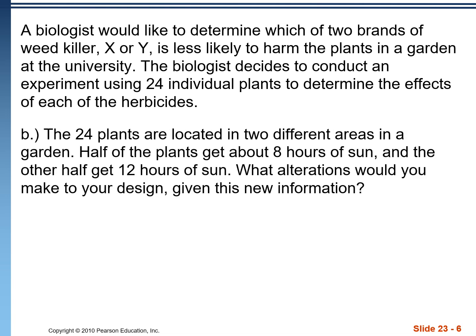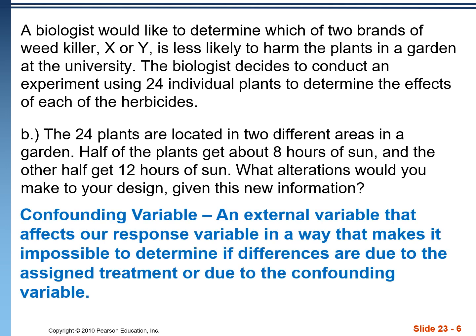Moving on to part B, the 24 plants are located in two different areas of the garden, with half getting 8 hours of sun and the other half getting 12 hours. What changes would we make to the design? Now let's say that at lower temperatures, neither of these weed killers is particularly harmful to garden plants, but as the temperature rises, their effects on the plants increases. In this case, the amount of sunlight that the plant receives could be a confounding variable.